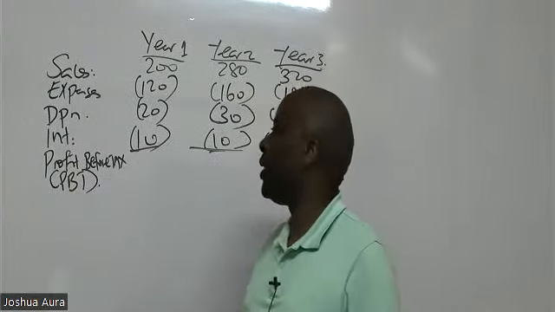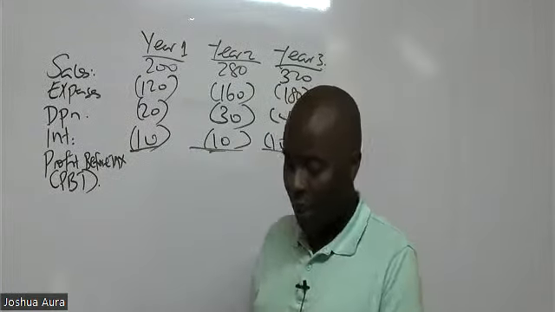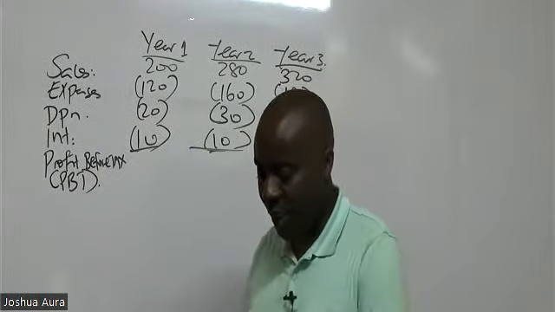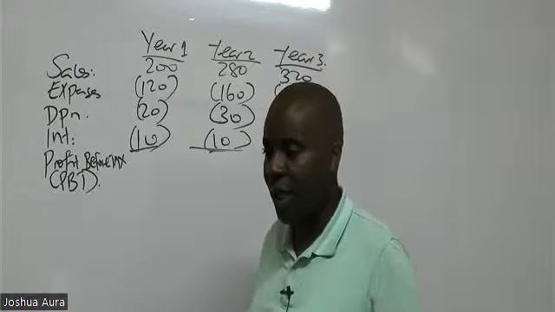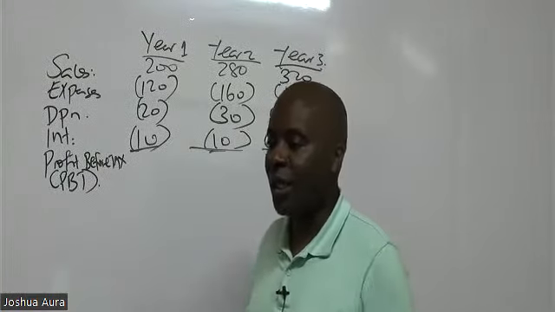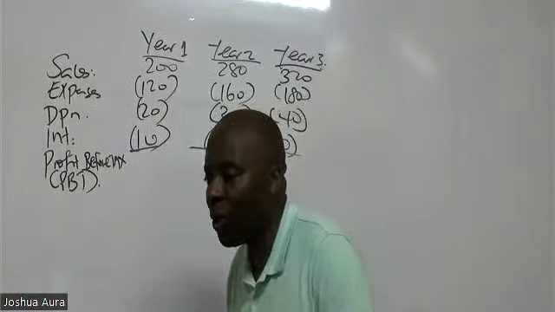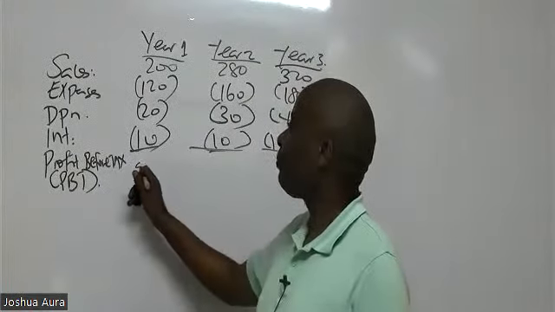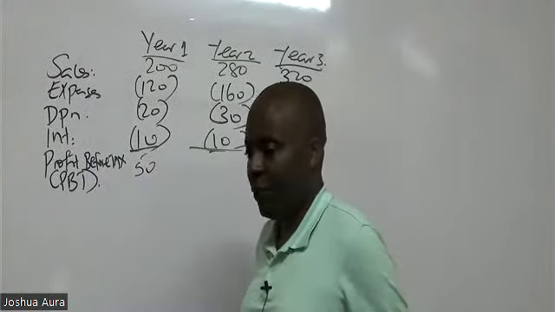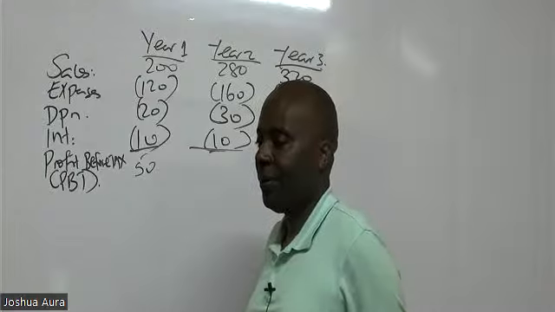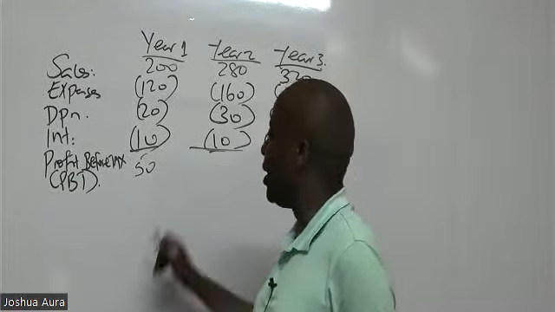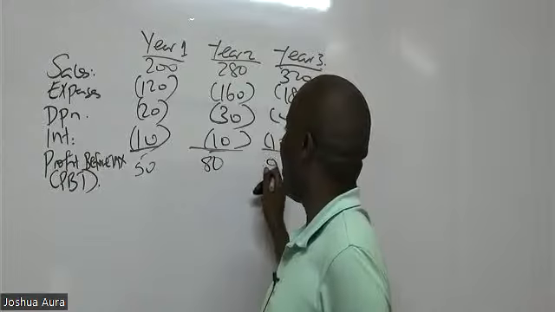So then could you kindly give me the profit before tax? So year number 1, according to John Modiani, is 50. Year number 2 is 80. Year number 3 is 90.